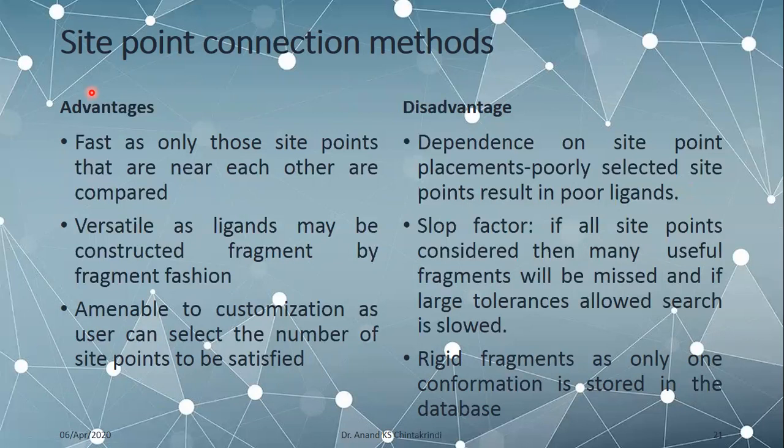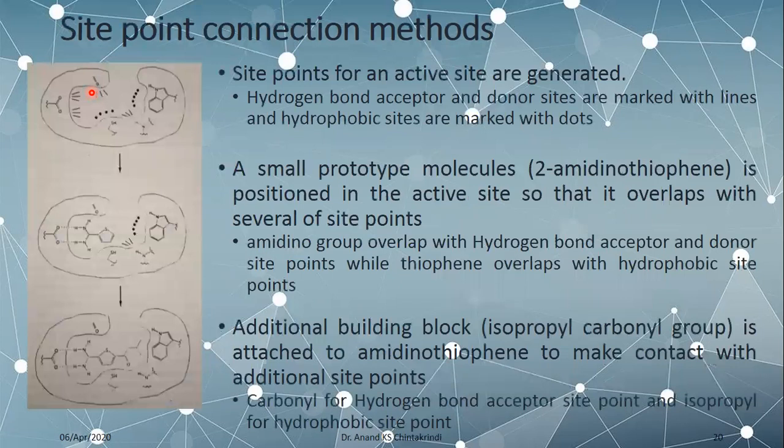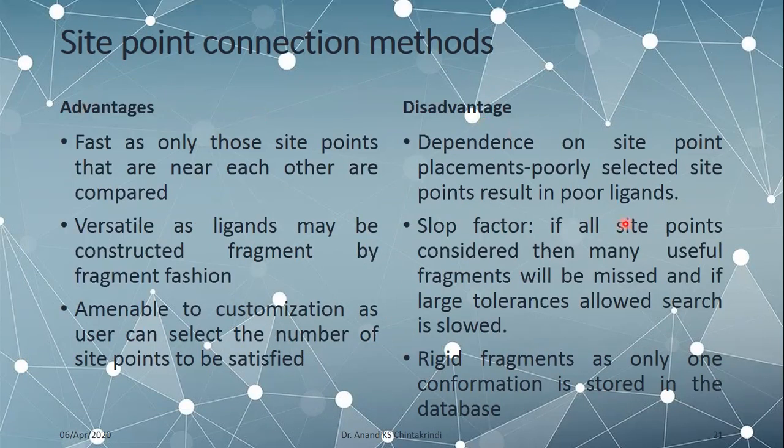This method also has a disadvantage of slow speed. That is, if all site points are considered, then many useful fragments will be missed. And if large tolerances are allowed, the search is slowed down.